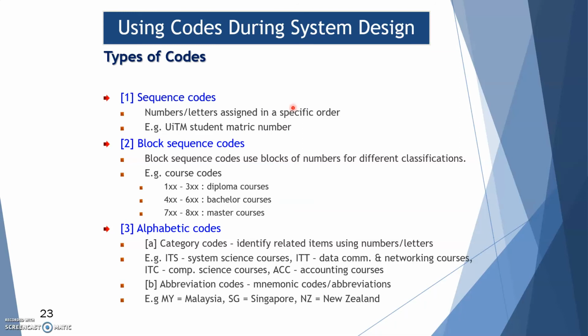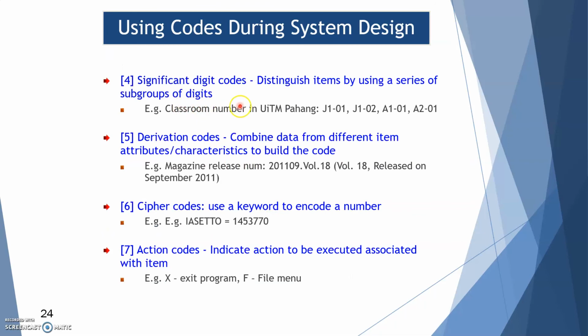Basically, companies will use many different coding methods, because information system users must work with coded data. The code should be easy to learn and apply at the same time. If you plan to create new codes or change existing ones, you first should obtain comments and feedback from the users. Here are the 7 common coding methods: sequence codes, block sequence codes, alphabetic codes, and then significant digit codes, and so on.